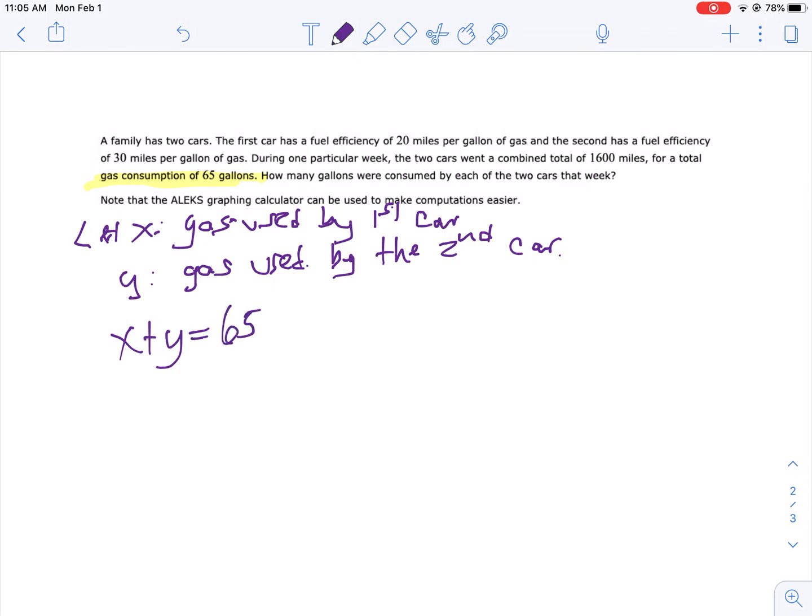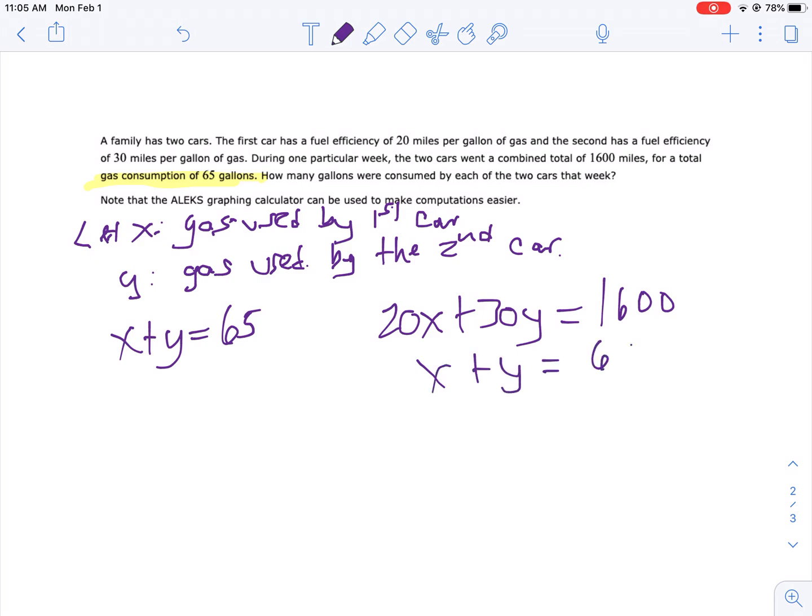Now let's do one for the distance. The first car goes 20 miles for every gallon. So I take 20 times X. The second car gets 30 miles for every gallon, so 30 times Y. And that total distance is going to be 1,600. Now, if I look at these two, I've got a system of equations here again. Maybe I'll write it below. X plus Y equals 65.